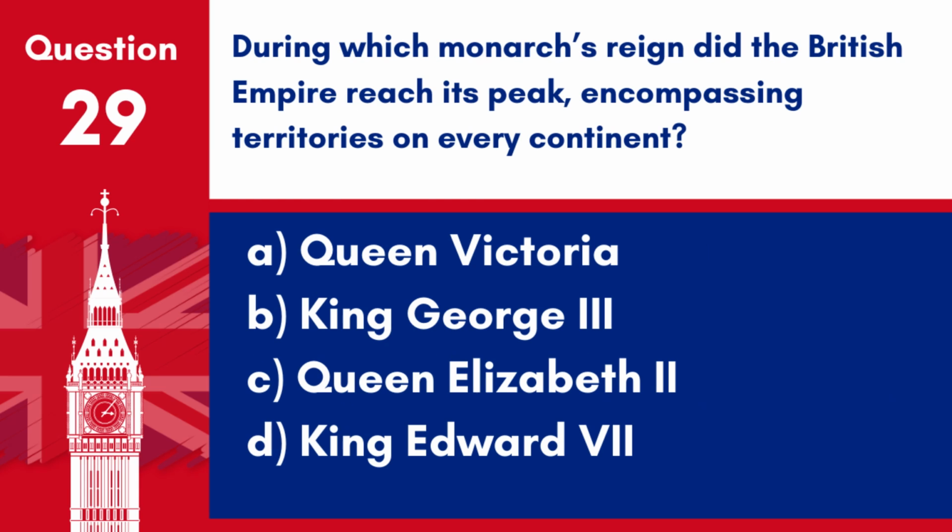Question 29. During which monarch's reign did the British Empire reach its peak, encompassing territories on every continent? A. Queen Victoria. B. King George III. C. Queen Elizabeth II. D. King Edward VII.